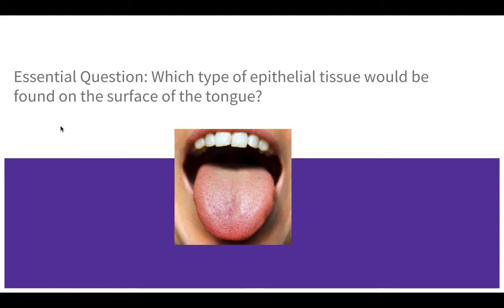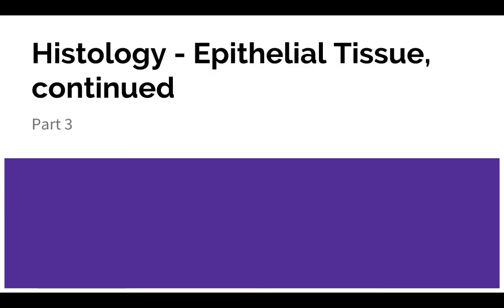Your essential question for today is which type of epithelial tissue would be found on the surface of the tongue? All right, as we get through these notes, you will be able to answer that question. As said, this is the second part or the continued part for epithelial tissue, and this is part 3 of our notes for histology.